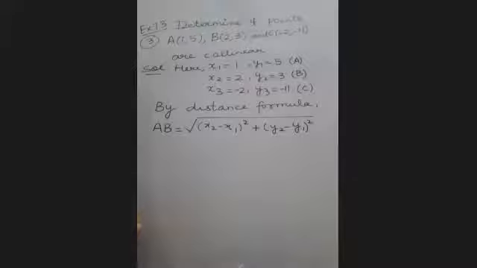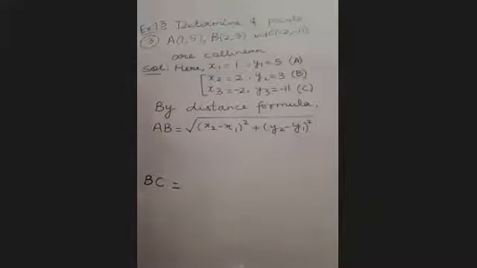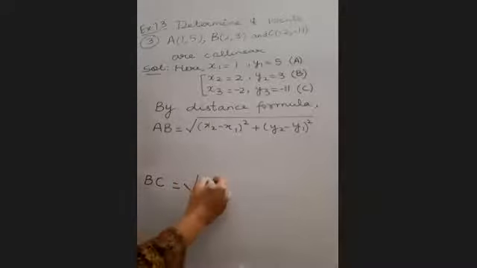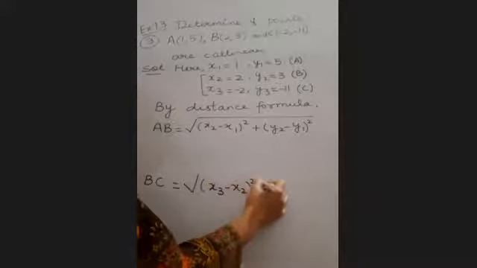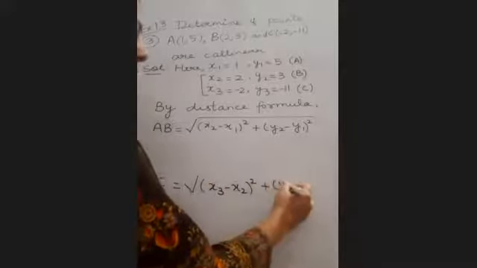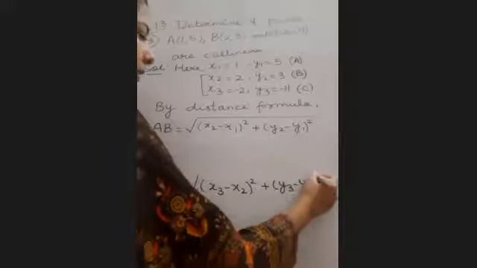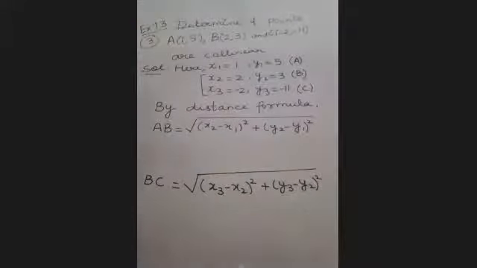Now if I have to find BC, I don't have to get worried. Instead of 1 and 2, now I will take care of 2 and 3. So what should be the formula, children? Square root of (x3 minus x2) whole square plus (y3 minus y2) whole square. Whichever is the value, you put that and solve it. No confusion should be there.